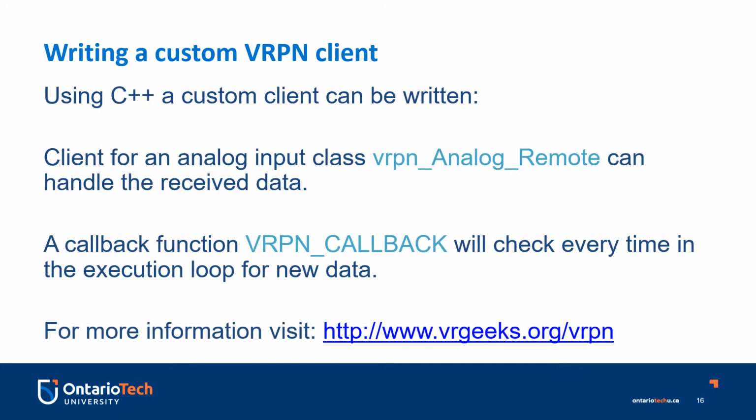A custom VRPN client could be written using C++. For this case, the VRPN analog remote could be used to handle the received data, and it is necessary to have a callback function that will check every time in the execution loop for changes in the analog remote variable. You can check the website vrgeeks.org for more detailed information and examples of VRPN clients.